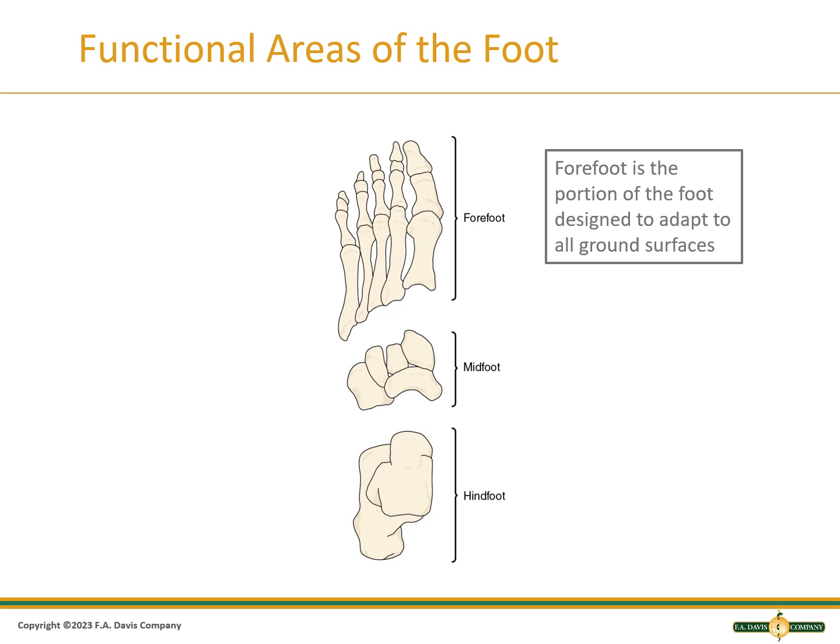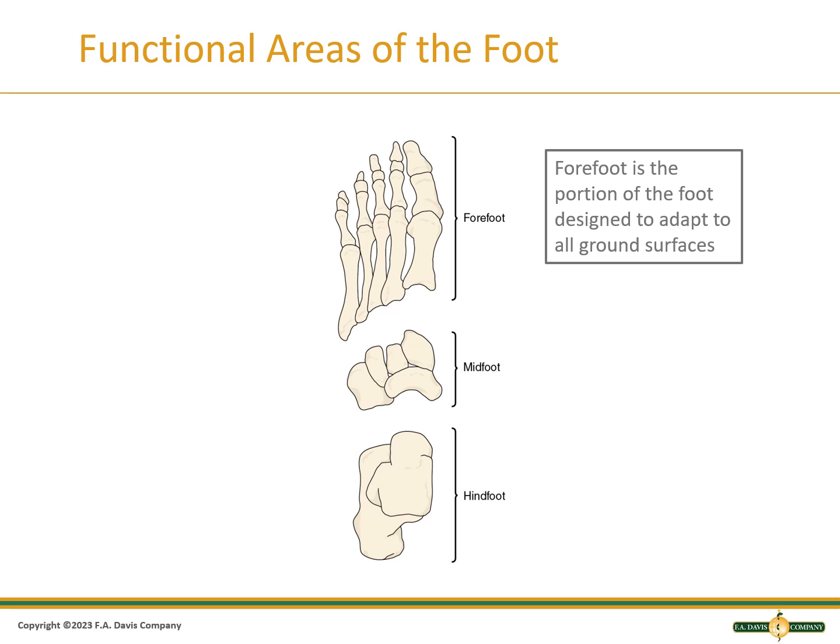All right, so functional areas of the foot. Our foot is divided into 3 different sections: our forefoot, our midfoot, and our hindfoot. Our hindfoot is going to be made up of our talus and our calcaneus, and it's going to bear the brunt of the weight. Remember, we've got 3 weight-bearing points to our ankle and foot. They are going to be through our calcaneus, our first metatarsal head, and our 5th metatarsal head. The majority of that weight goes through the calcaneus in our hindfoot.